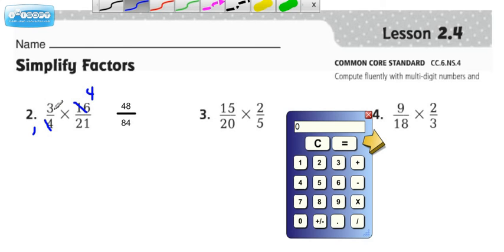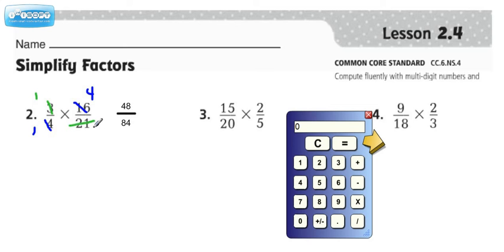All right, now if we look between these two numbers, these also share a common factor, and the greatest common factor of 3 and 21 is 3. We're going to divide both of these by 3. Divide by 3 and get 1. Divide by 3 and get 7. All right, now if we go ahead and multiply going across, 1 times 4 is 4. 1 times 7 is 7. And the simplest form of 48 over 84 would be 4/7.